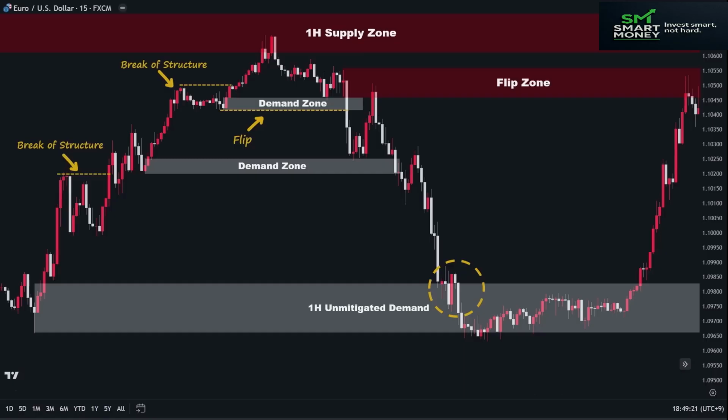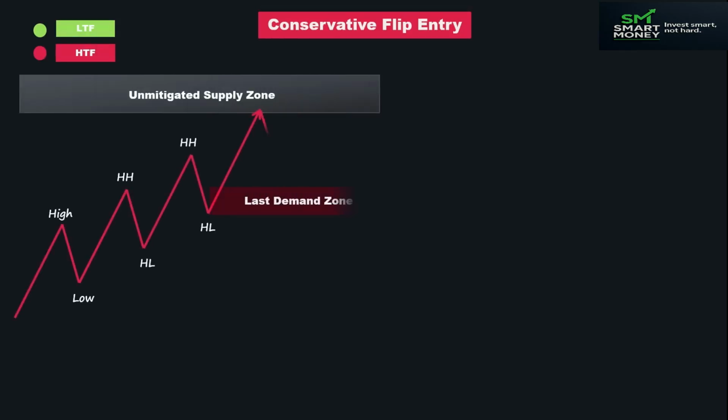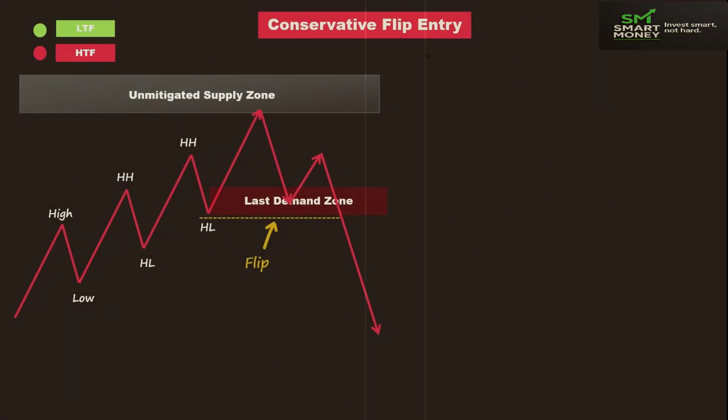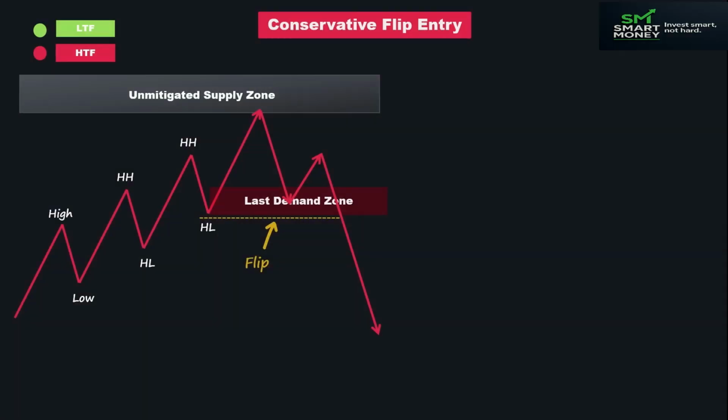So, now let's delve into the details of the other flip entry type, which is the conservative entry. Suppose we have a perfect flip pattern on the higher time frame. Price has successfully mitigated the higher time frame's supply zone and failed to create a new high. Eventually, it flipped the recent demand zone after a pullback.